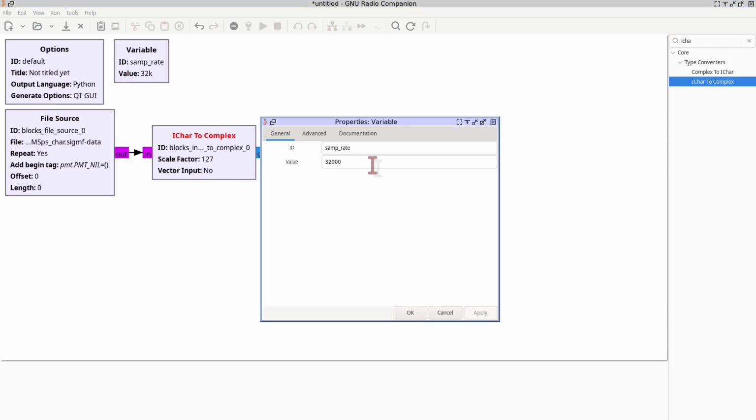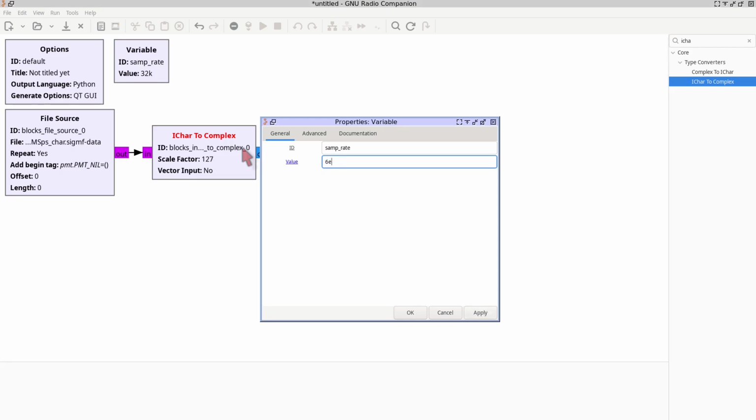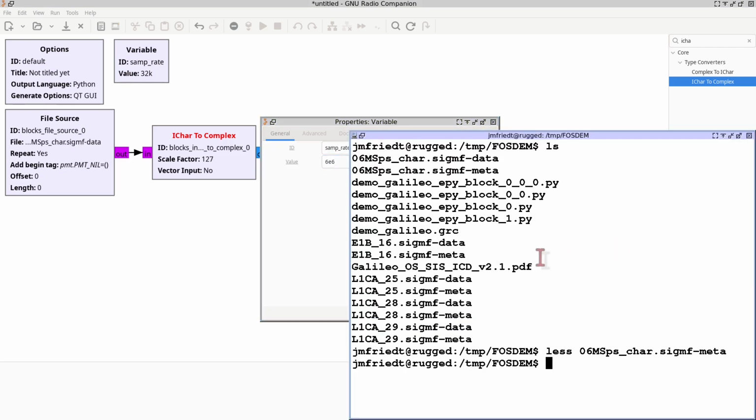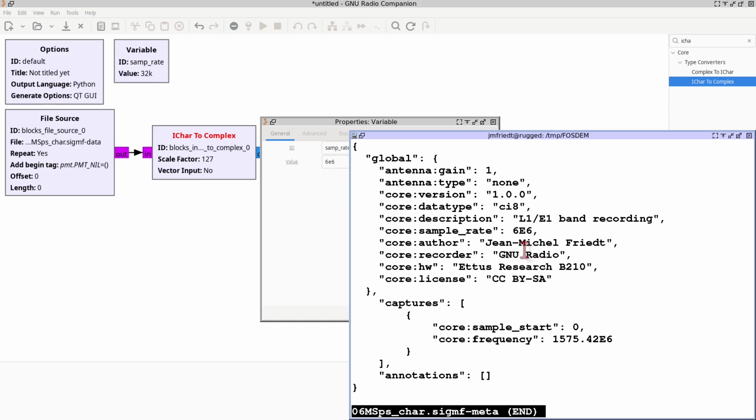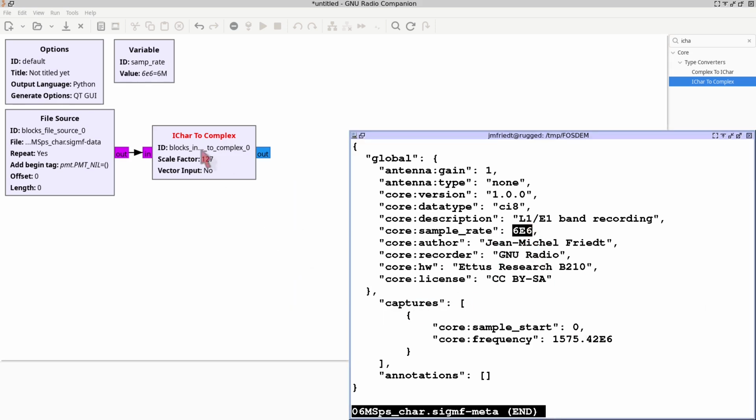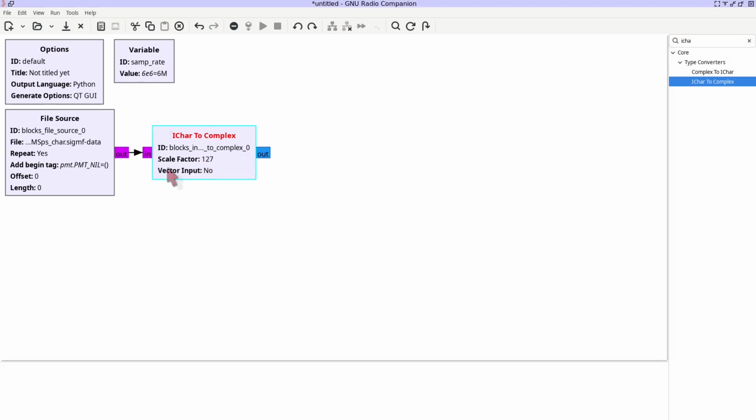And we need to inform GNU Radio just to make sure that we have the same data rate as the recording. So this is our basic flowchart. As always, when there is no hardware in the loop, we need to throttle the data.